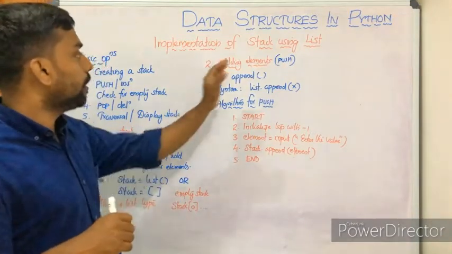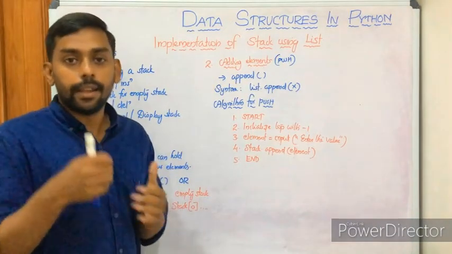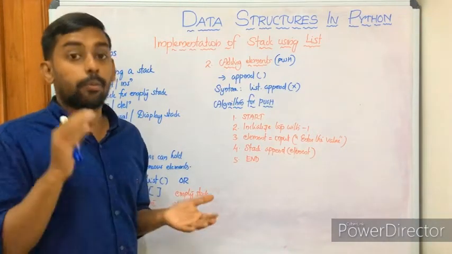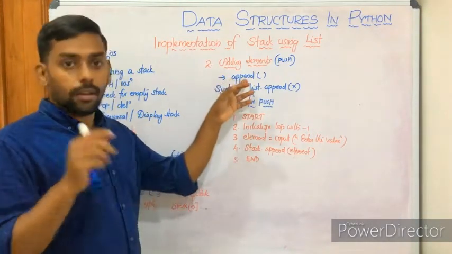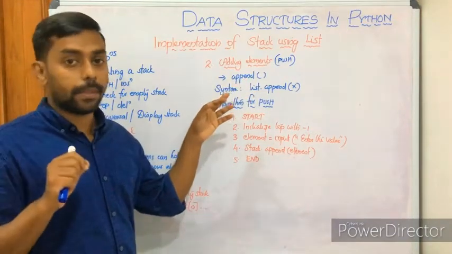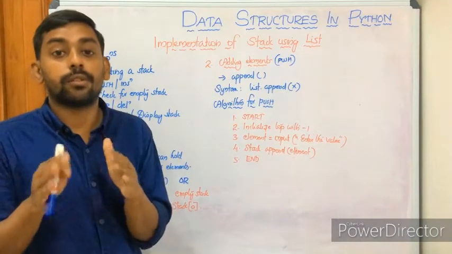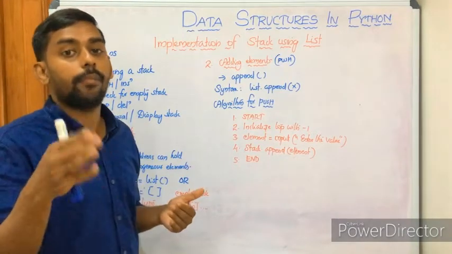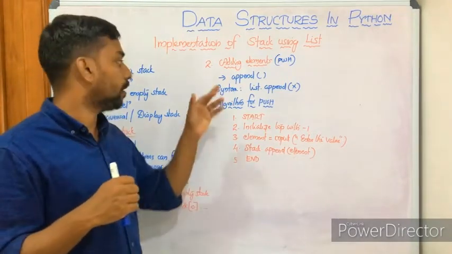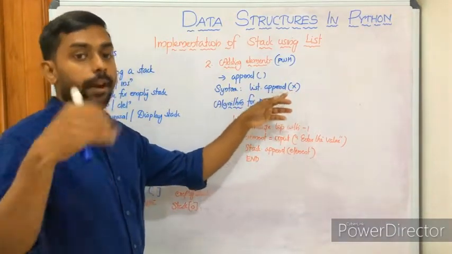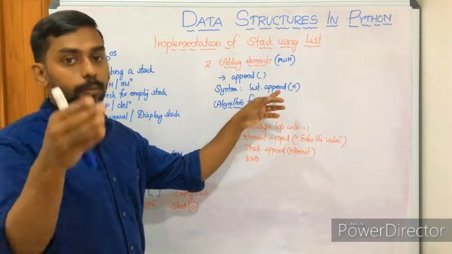Then adding elements. Adding an element into a stack is called pushing, or the push operation. We have a list method called append. The append function is used to insert or add an element into a stack. Syntax: list.append(x). Here x is the element to be added.